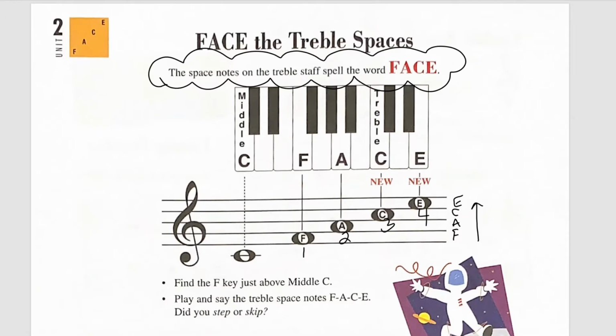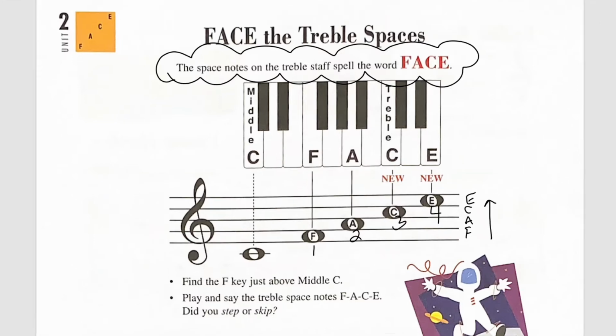The keyboard on this page is showing you where these notes correspond to keys on the piano. Remember, every note on the staff belongs to just one specific note on the piano. So the F that we are talking about here is the one that is 3 notes above middle C. The A is 1 skip above that. The C is a skip above that A, which makes it treble C, 1 octave above middle C, and the E is the one right above treble C.